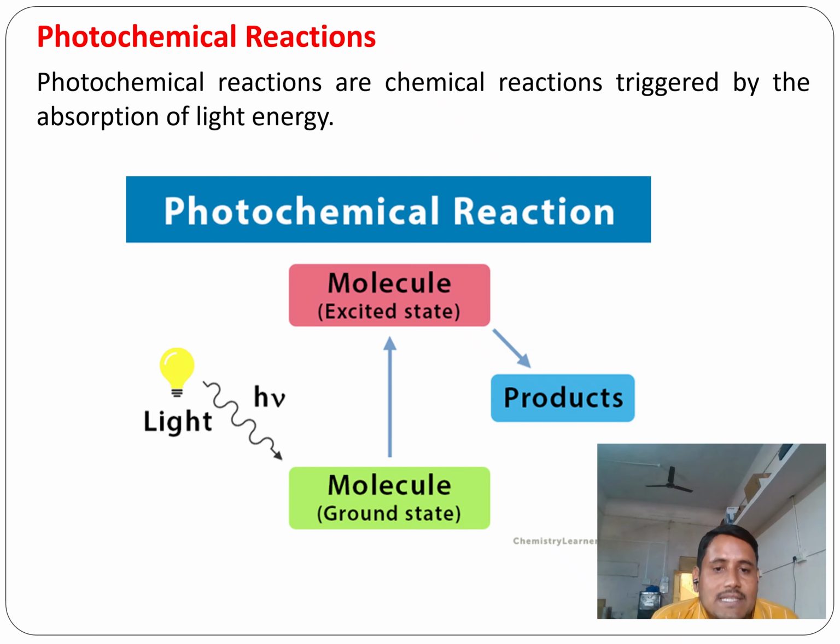So what is a photochemical reaction? Photochemical reactions are chemical reactions triggered by the absorption of light radiation. In a simple case, when a molecule in the ground state absorbs light radiation, it gets into an excited state. This excited molecule then comes in contact with another ground state molecule, and finally we get a product. That is a photochemical reaction.